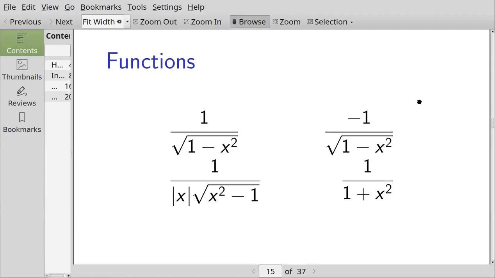Sine inverse. So the integral of 1 over the root of 1 minus x squared dx is equal to what? Sine inverse of x plus c. Okay. The integral of minus 1 over the root of 1 minus x squared dx is what? Cos inverse of x plus c.